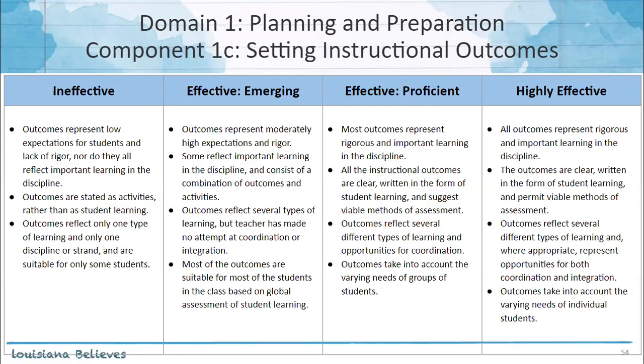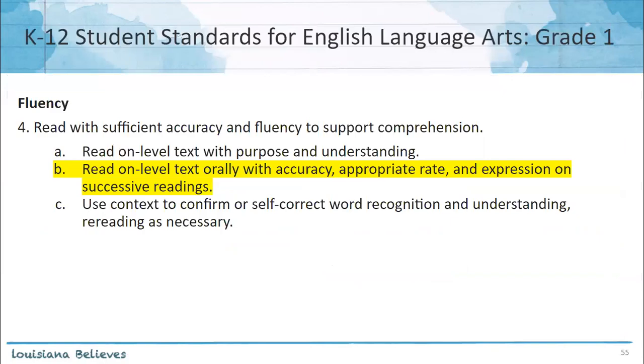To evaluate this lesson, we are going to use all the materials gathered to look at Domain 1, Planning and Preparation, Component 1C, Setting Instructional Outcomes. This lesson will focus on the Louisiana ELA Standard 4B for fluency: Read on-level text orally with accuracy, appropriate rate, and expression on successive readings.